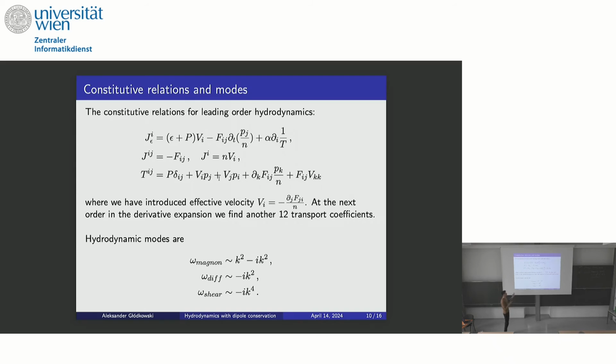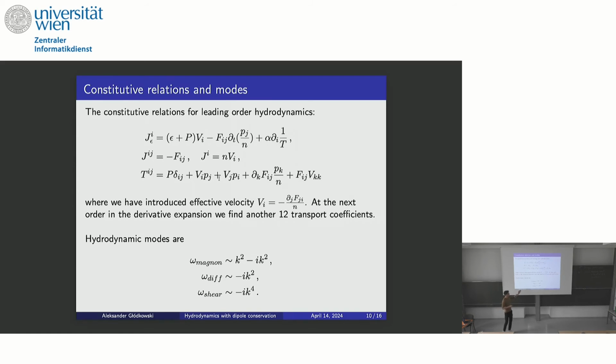And if we carry this analysis to the next order, we find 12 transport coefficients, and the constitutive relations are not so illuminating. And then we can compute the hydrodynamic modes. And so we find, instead of sound-like modes, we find this mode that is magnon-like. So you can see that it goes like k squared. And then it is attenuating diffusively.